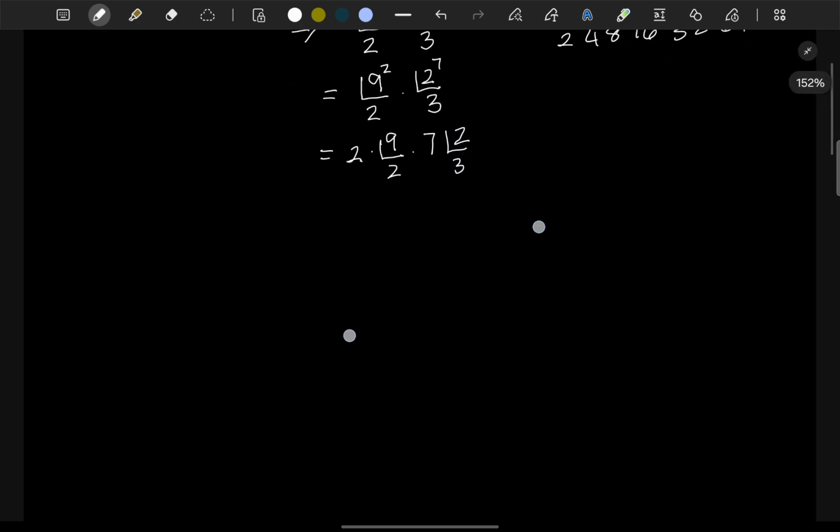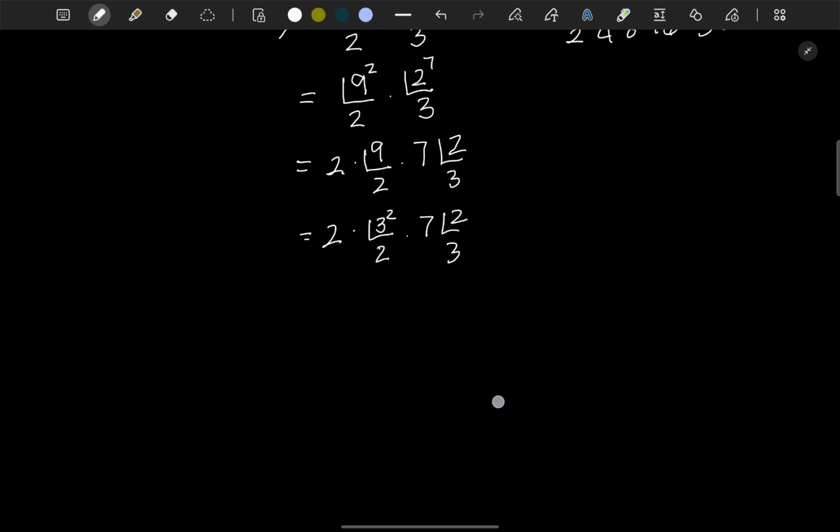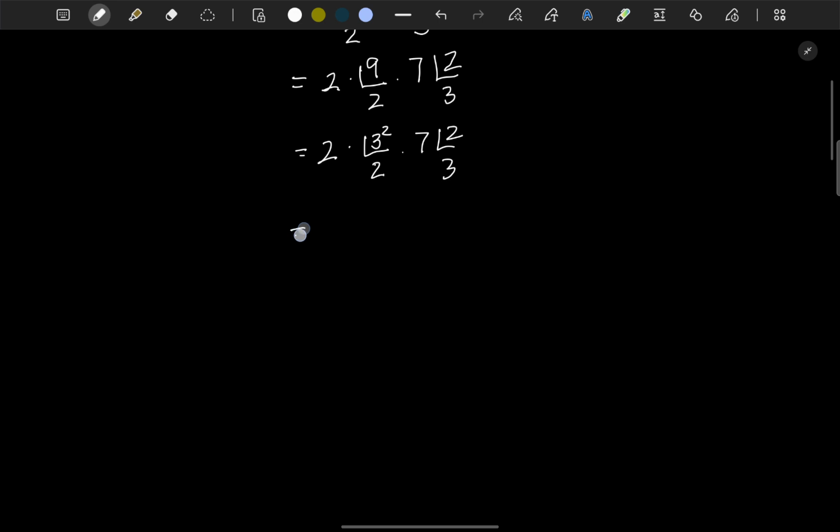Okay, looking at the first one, that is 2 times log 2 of 3 squared times 7 log 3 of 2. So we could rearrange that as 2 times, bring the 2 out in front, 2 times 2 times 7, and then we have times log 2 of 3 times log 3 of 2.